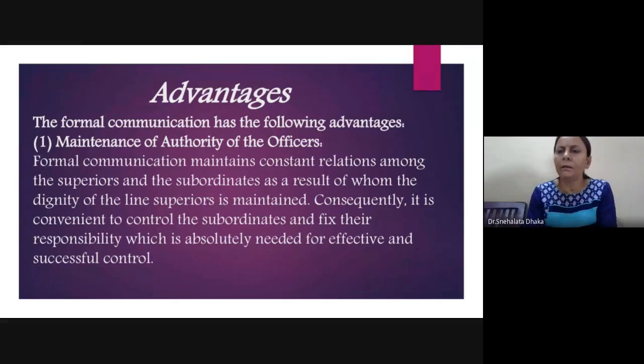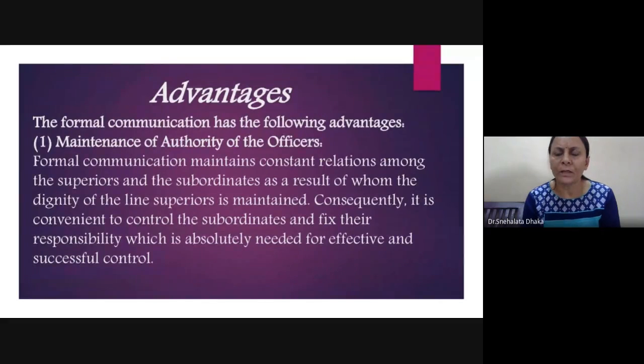What all important features of formal communication did we discuss? It has a format, okay? It has a definite pattern. It has a reflection of formal relations, okay?